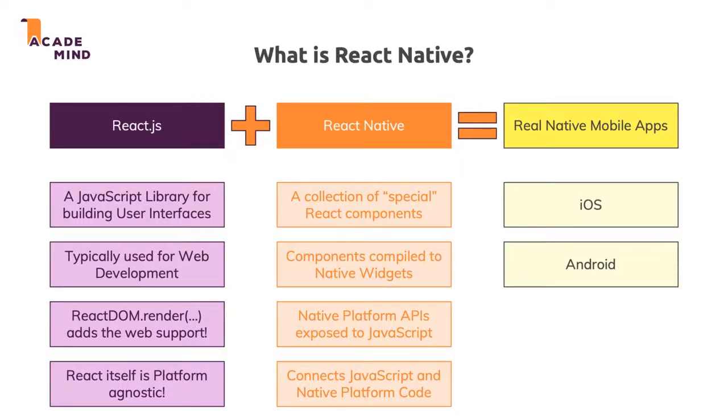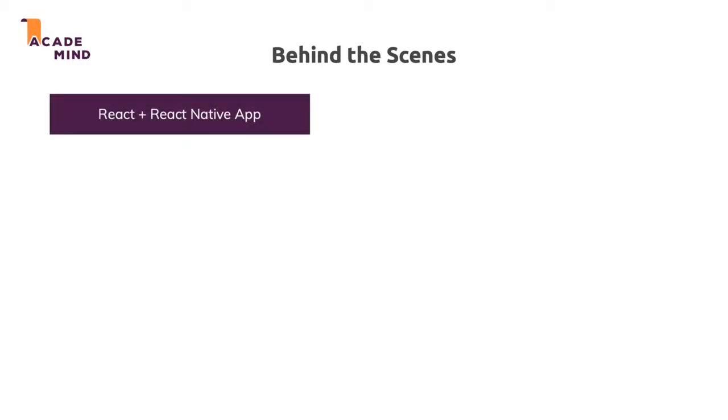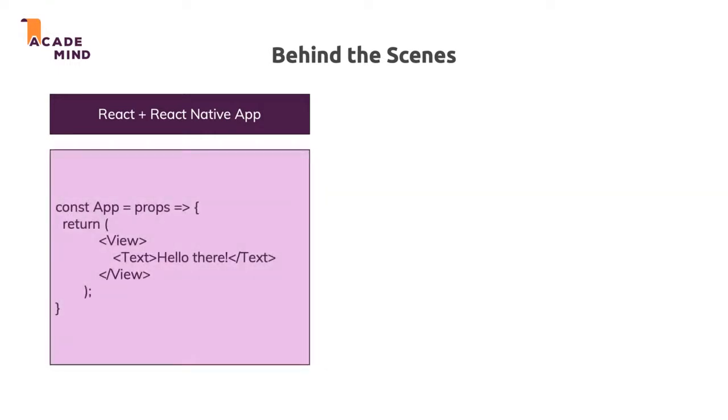So now that we know what React Native is, let's take a brief look behind the scenes. Now, as I mentioned, with React and React Native, we build an app, and our code typically looks something like this. We build normal React components, as you know it from the web, with JavaScript, because JavaScript is the language we use to build React Native apps. But in there, we use special components like view and text here. These are not your normal HTML elements because the normal HTML elements are not supported. The native platforms don't know how to use them.